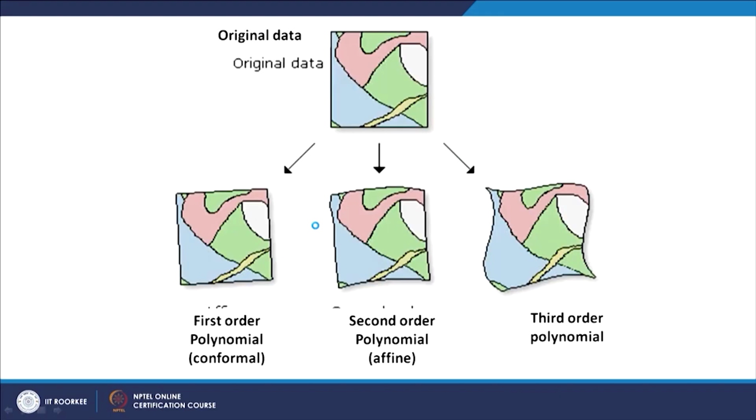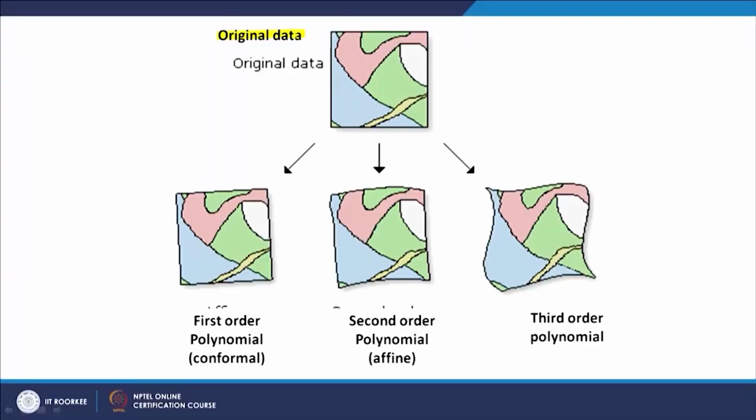Now which order of polynomial equation I should choose will depend on how much distortion my image is presenting. What you are seeing is my original data. If it is just a transformation from geometric domain to geographic domain, for example this is my master image and this is the image to be georeferenced, then a first order polynomial or conformal transformation would be sufficient.